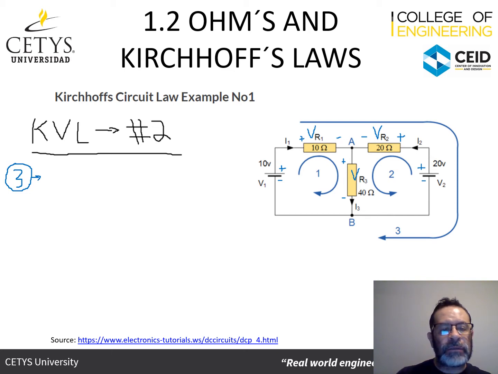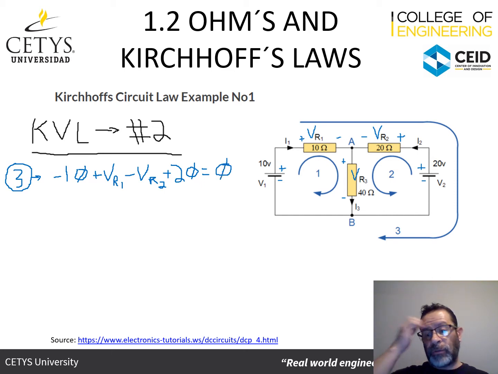I've got minus 10 volts because I'm following the path and it goes through the negative. Then I've got VR1, it goes in through the positive, plus VR1. Then I encounter VR2, but notice that if I'm following the path, it goes through the negative of VR2, and this is because the direction of I2 was going from here to here, and now I'm going the opposite way, so this would be minus VR2. And lastly, I find the 20 volt supply that goes through the positive, and so this is going to be plus 20. And this has to be equal to 0, according to Kirchhoff's voltage law.